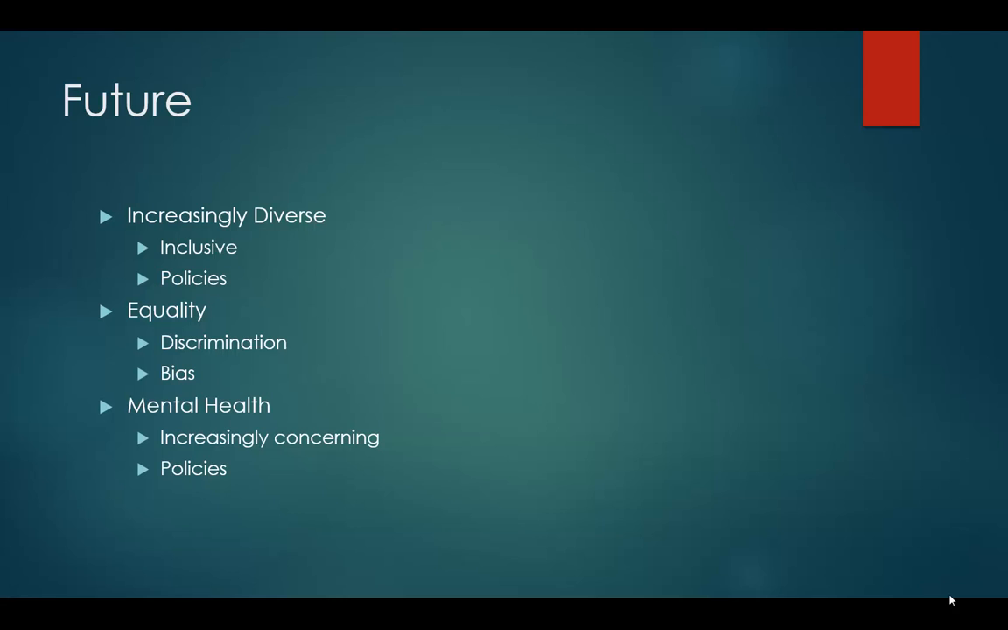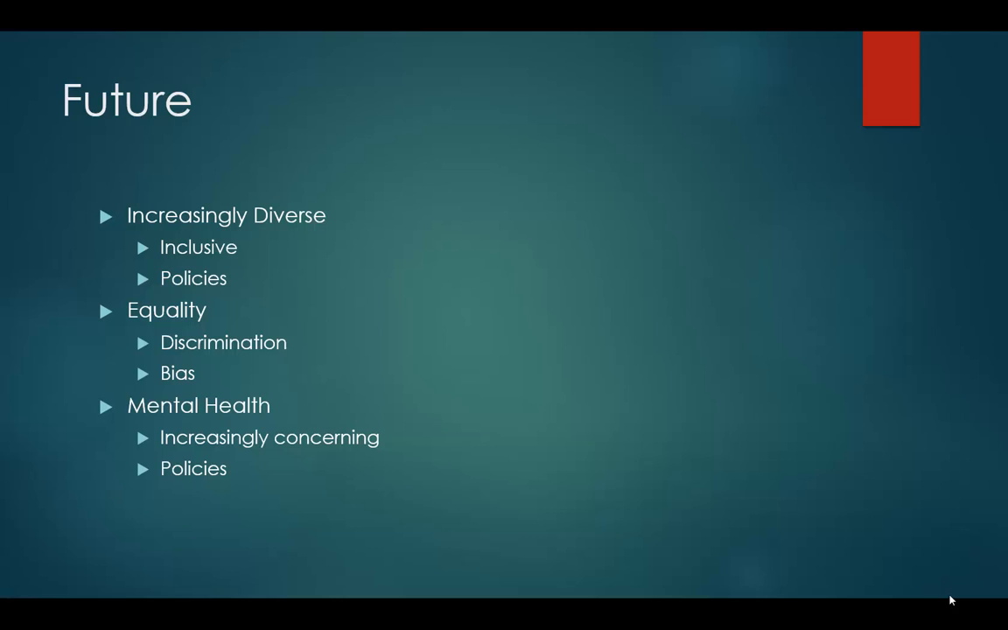The other thing that's heading for the future is mental health, and this is becoming increasingly concerning in higher education, particularly with campus shootings, counseling services, and reaching out to students that may or may not be capable of completing a college education. And a lot of times we get stuck in this idea that every student has to complete higher education, and that's just not true.